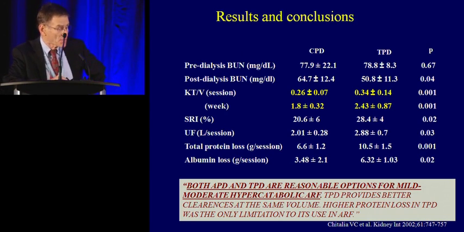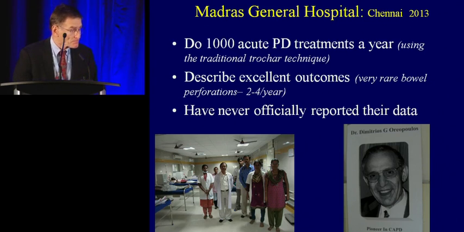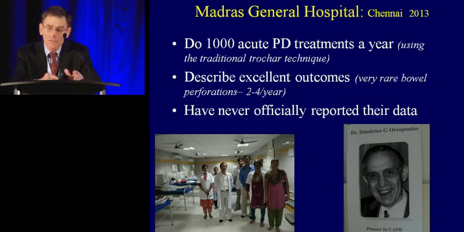If you look at these studies, they used a dose of dialysis with standard PD of a weekly Kt/V of 1.8 and with tidal PD of 2.43. So just keep that in mind, and I'll come back to this later on. But when I was a visiting professor in Chennai in 2013, there was this large picture of Demetrios Oreopoulos sitting in the waiting room of the renal section. And they were doing incredible numbers of PD to treat patients with AKI. They treated 1,000 patients a year using a traditional trocar technique, not a cuff catheter.